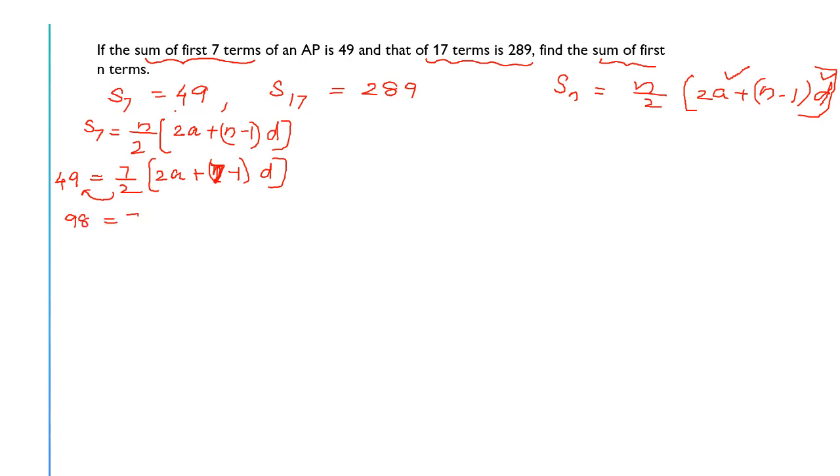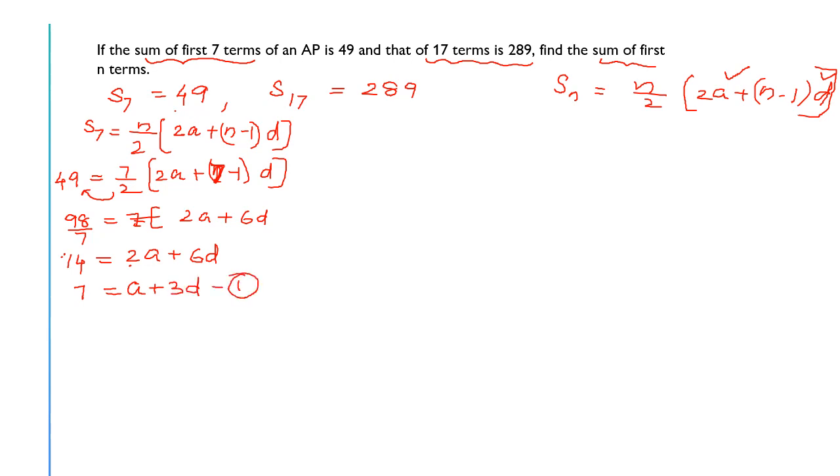98 is equal to 7 into, 98 by 7 also you can take. 98 by 7 is how much? 14. So 98 by 7 is equal to 2a plus 6d, or you get 14 is equal to 2a plus 6d. What is common here? 2, you can divide the whole thing throughout by 2, so you get 7 is equal to a plus 3d. So we can keep it as the first equation.